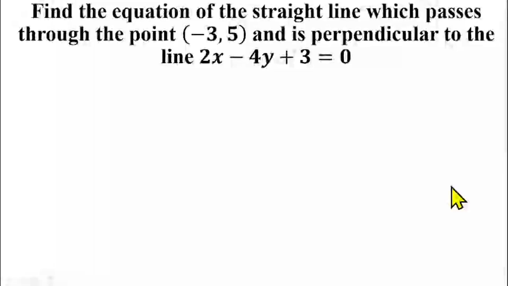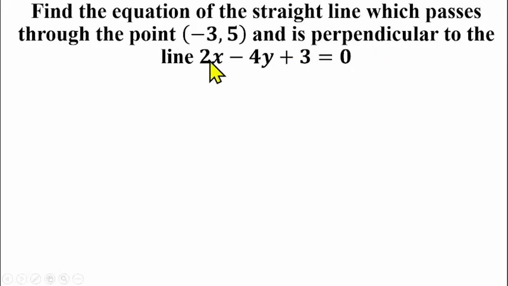Okay, also we have to find the equation of the straight line which passes through this point and is perpendicular to the line 2x minus 4y plus 3 equals 0. It is similar to the question we just solved, but the condition here is perpendicularity, not parallelism. So what can we do? We are looking for the equation of a straight line that is perpendicular to this one here, and the straight line passes through this point. So we know the condition for perpendicularity.